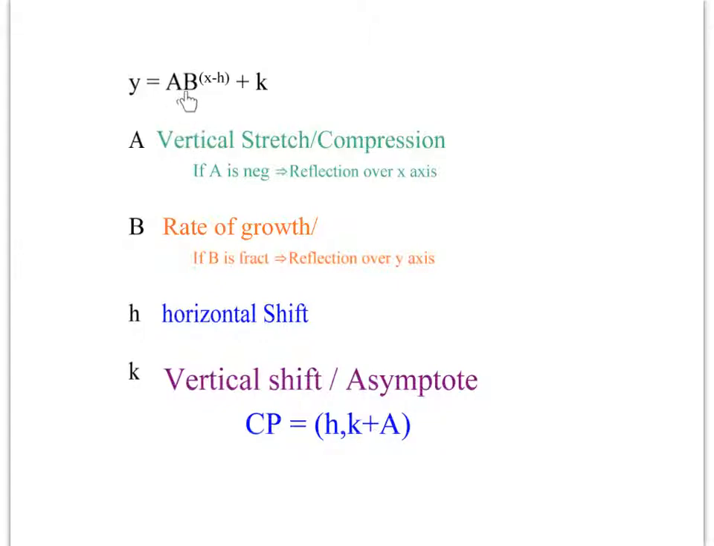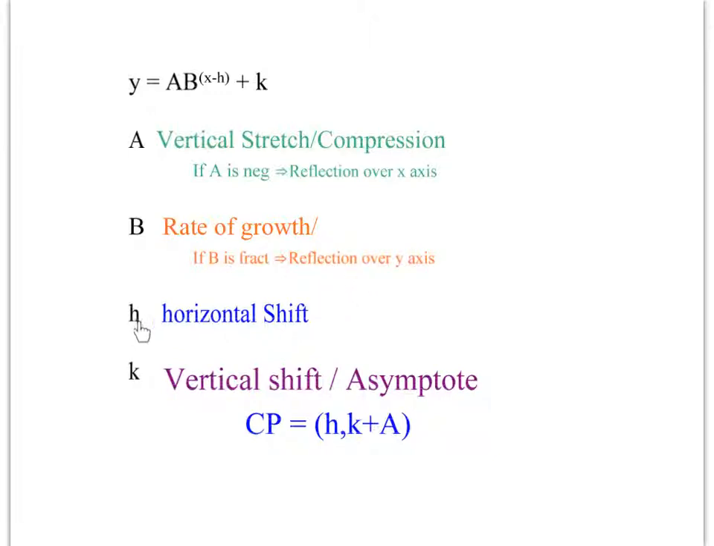The a, the number in front of our exponential function, is the vertical stretch. If it is a number bigger than 1, it stretches; if it's a fraction, it squishes it. It is a compression. If a is negative, it reflects it over the x-axis. Our b is our rate of growth, right? It's our rate of growth right here. The bigger b is, the faster it gets bigger. Okay? If b is a fraction, of course, we reflect over the y-axis.